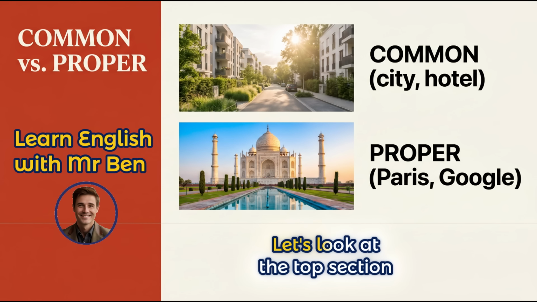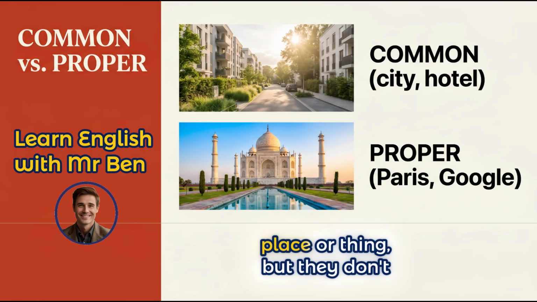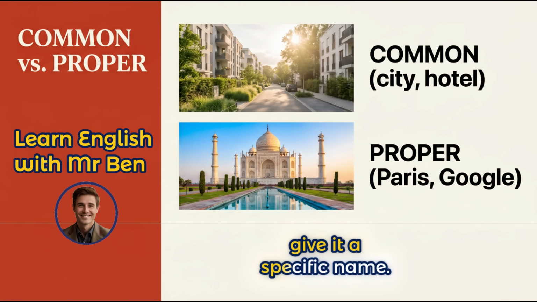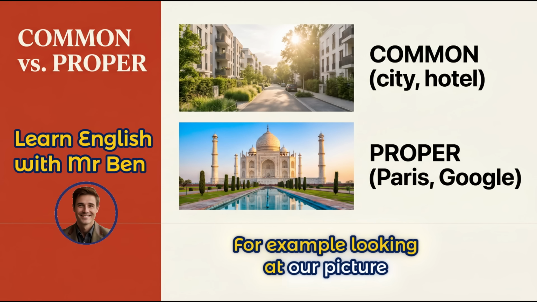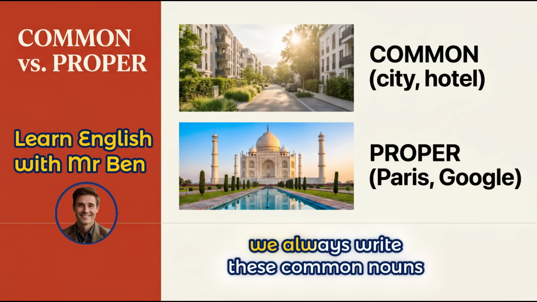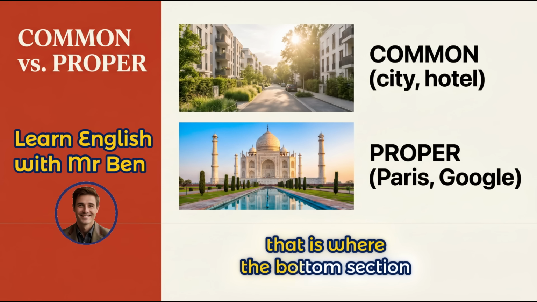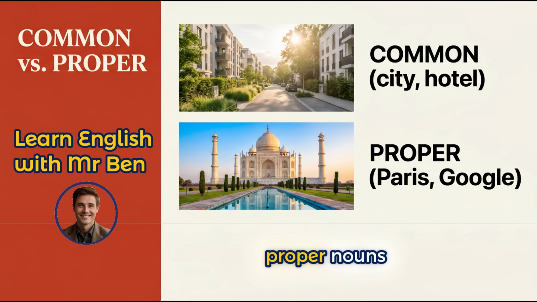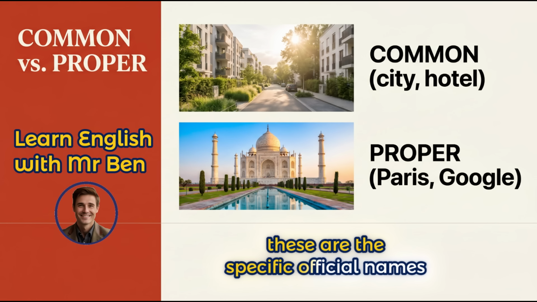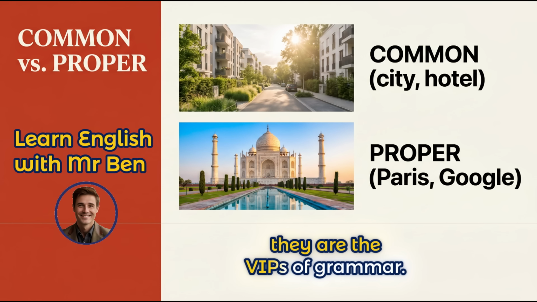Exactly. Let's look at the top section of the screen. Common nouns are general, everyday words. They name a type of person, place, or thing, but they don't give it a specific name. For example, looking at our picture, a city, a company, or a man. In English, we always write these common nouns with small, lowercase letters. But what if we want to be specific? That is where the bottom section of our card comes in. Proper nouns. These are the specific, official names of a person, a place, or an organization. They are the VIPs of grammar.